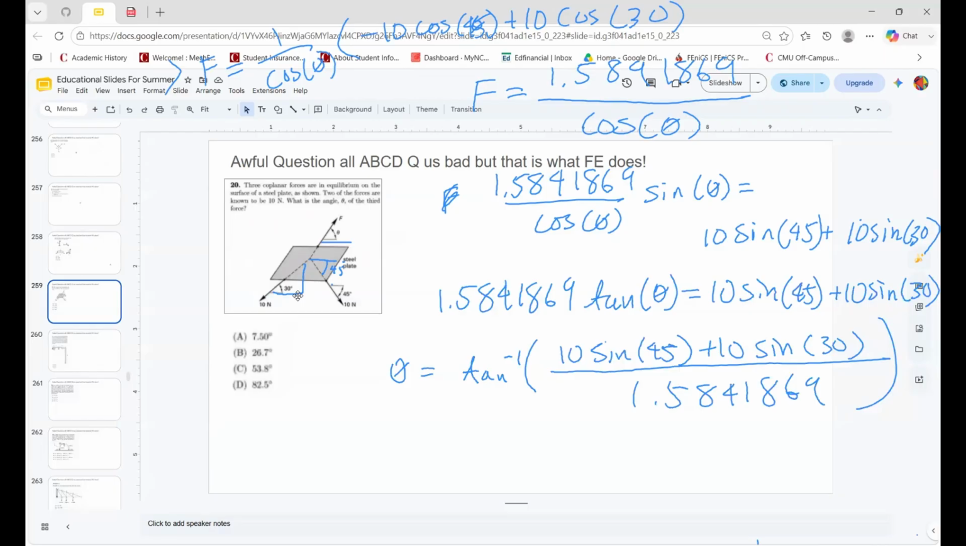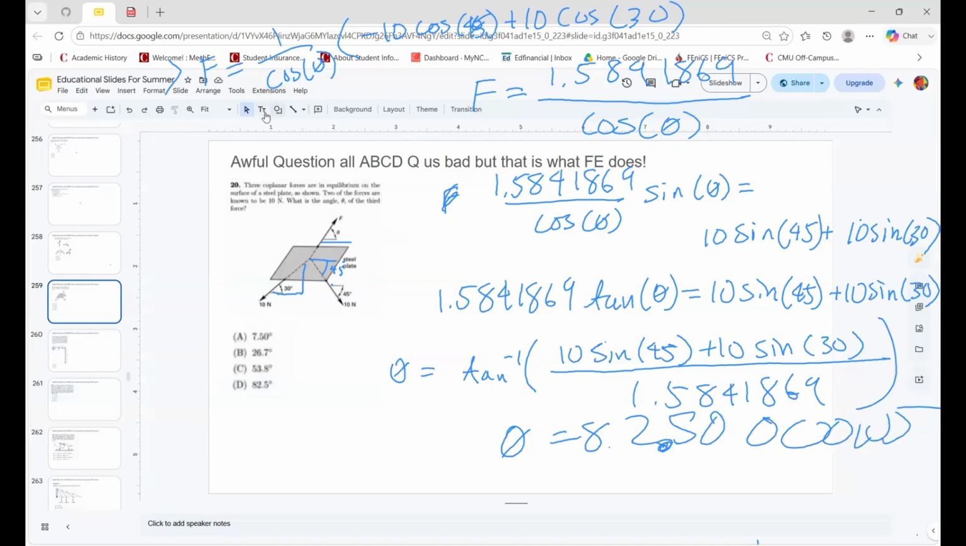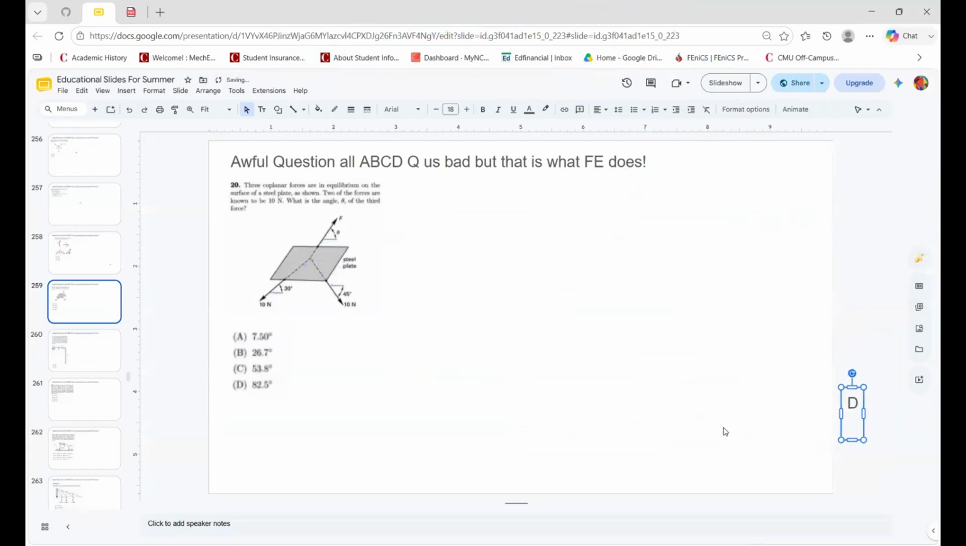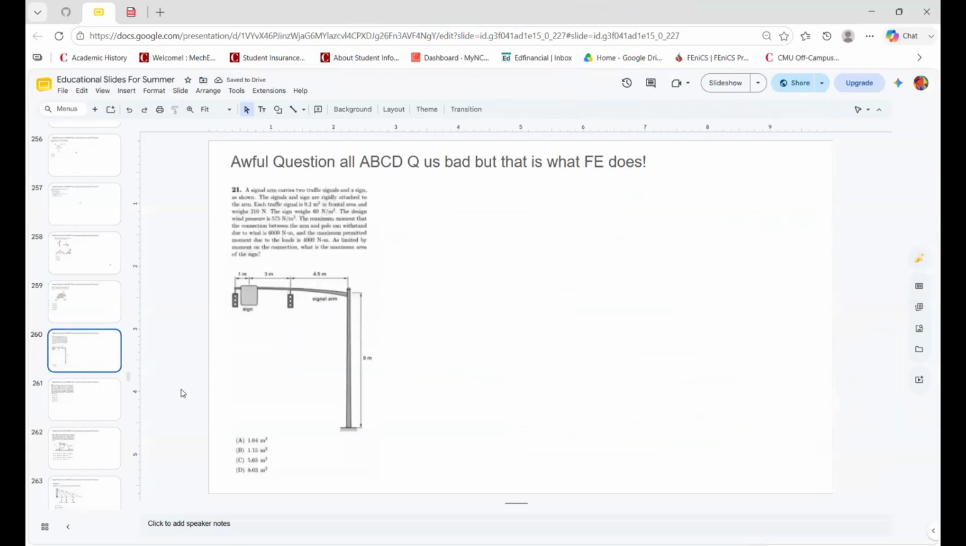10 sine 45 plus 10 sine 30, divided by 1.5891886, I get theta equals 82.5. Oh, this is almost exact because 0.0000105 is what I get. So this is a really good question. I like it because it's almost exact. I know that a lot of the FE questions have not been exact, which is really troublesome, but who cares?